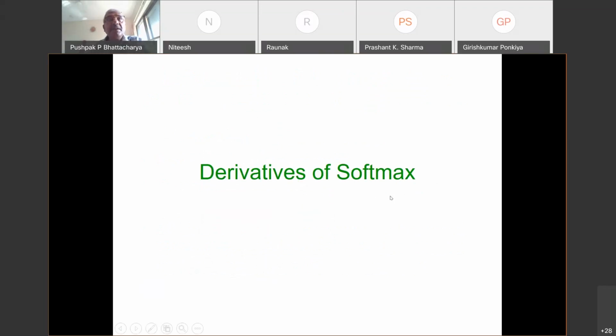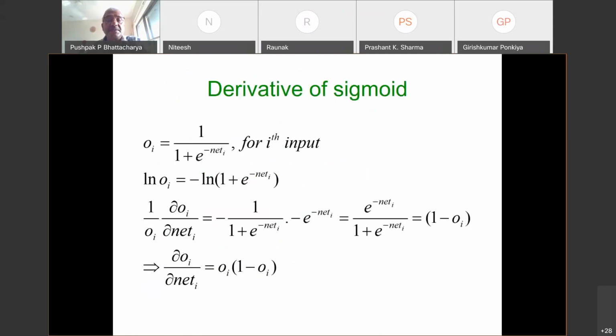Now, having looked at Softmax, we need some building blocks, mathematical blocks. So we are interested in the derivative of Softmax. But before that, let's look at the derivative of sigmoid. From this point onwards, we are going to look at mainly mathematical steps, not much intuitive description or even concept description. These are rigorous mathematical steps.